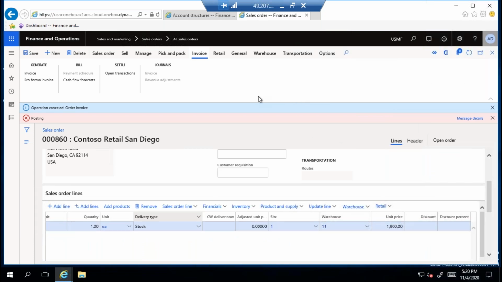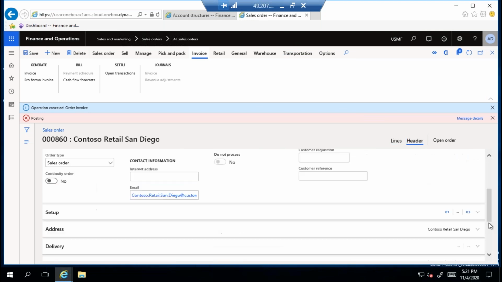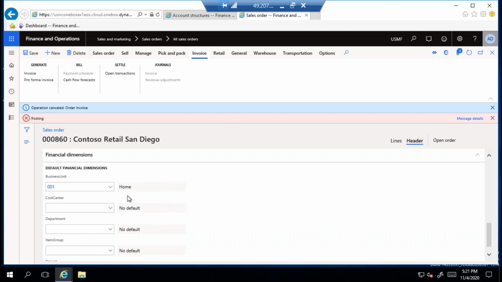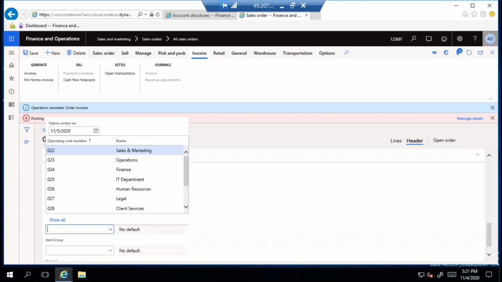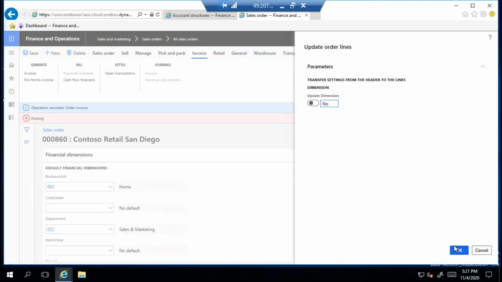So what do I have to do? You can go to the header level and you need to map dimensions here, financial dimensions. I need to map business unit and department. So I'm mapping business unit and department. Save. Next. Click OK.